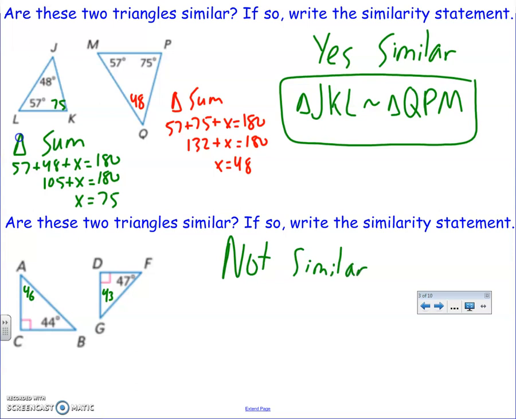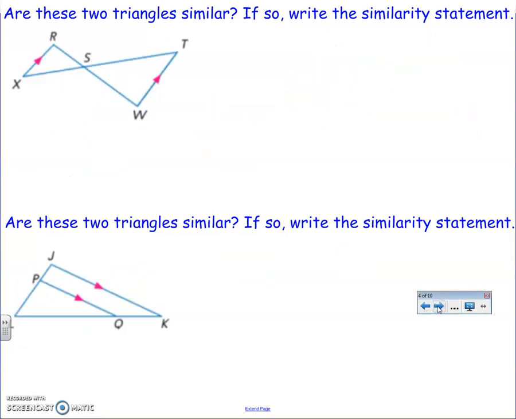Alright, here's the next one. Are these two triangles similar? Write the similarity statement. Alright, hidden givens. We have vertical angles. And yes, we have parallel lines. If you have parallel lines, you know you have alternate interior angles that are equal. So we have a transversal, so this angle is equal to this angle.